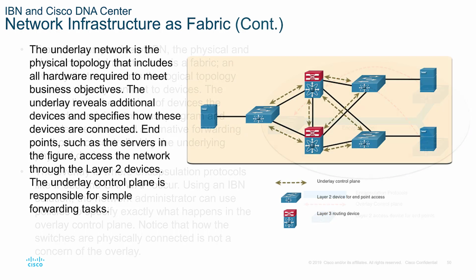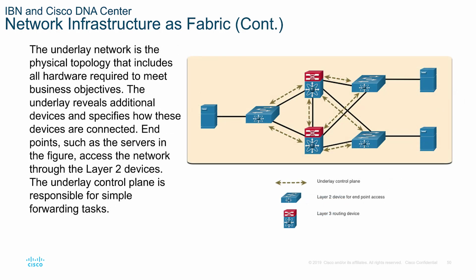Alright, so moving on, we have the underlay network, which is the physical topology. That will include all of the physical connections. The underlay reveals the additional devices, and that is what we're trying to avoid dealing directly with. Part of this is taking the management tools and letting them configure the physical portion.